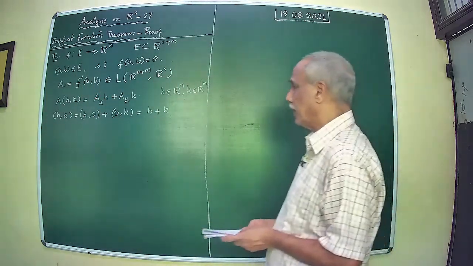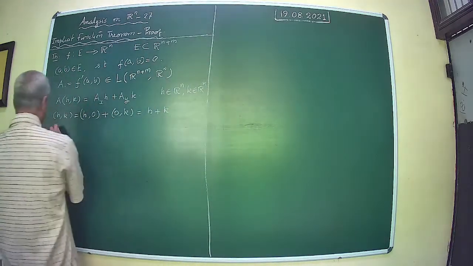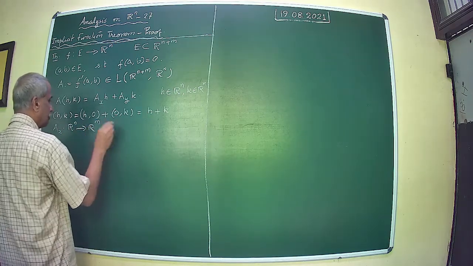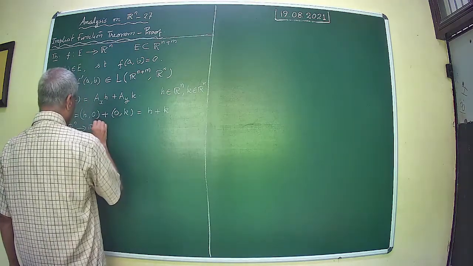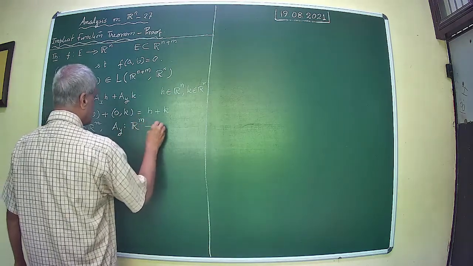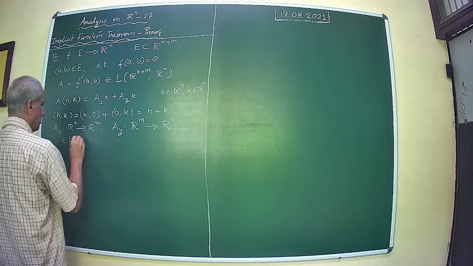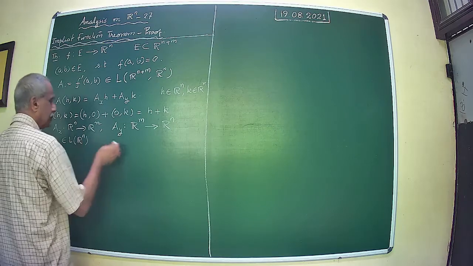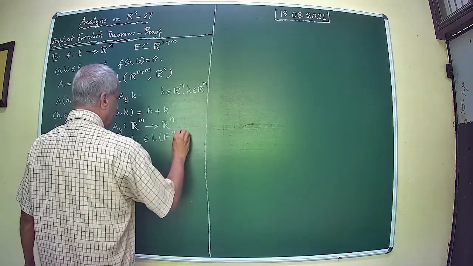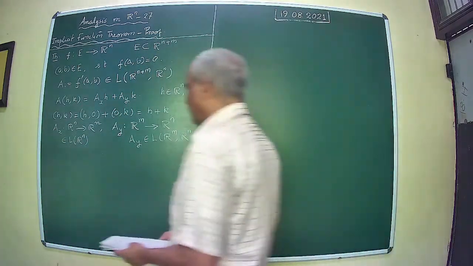So A_x is a linear transformation from R^n to R^m, and A_y is a linear transformation from R^m to R^m. So A_x belongs to L(R^n) and A_y belongs to L(R^m). That's the breakup that you have. So I'll write A_x and A_y.